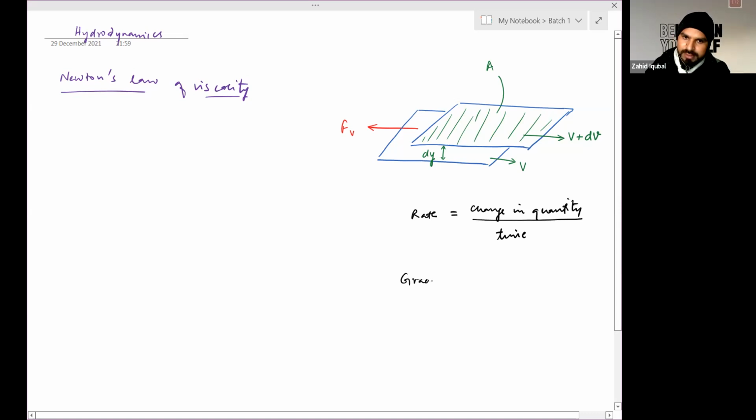Similarly, gradient is nothing but change in quantity with respect to length. Say in this part, going up with a change in length, that is dy, the velocity of the layer is changing from v to v plus dv. Hamza, is it clear? Yes, sir.